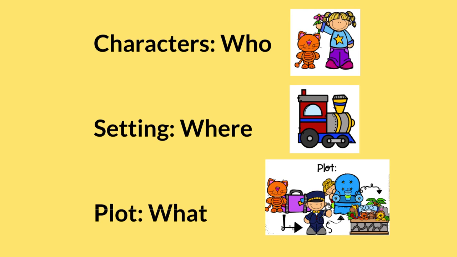Let's take a closer look at the parts that make up story structure. First, we have the characters. You can ask yourself, who is in the story? The characters are the people and the animals. Next, we have the setting. The setting is where the story takes place. So it's the place where you find your characters.